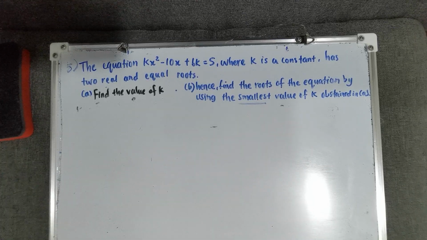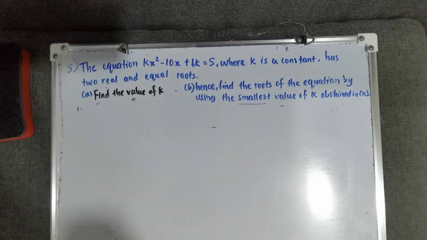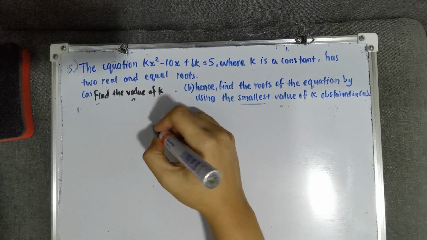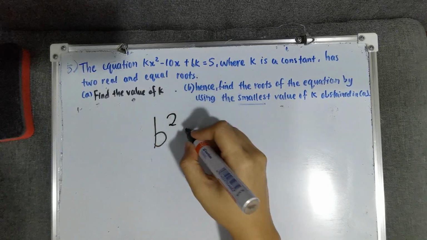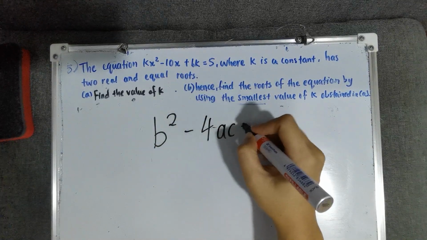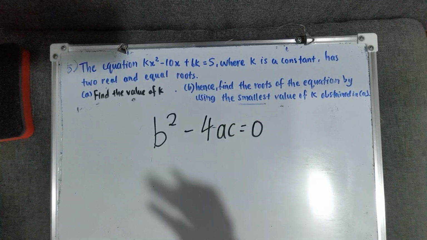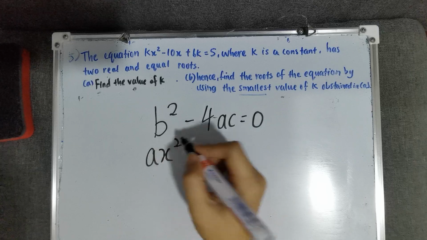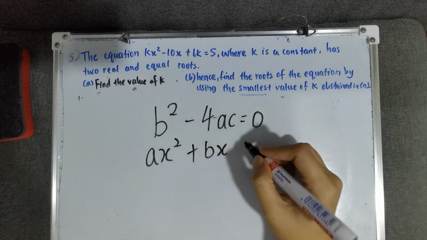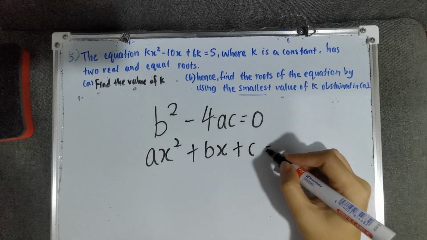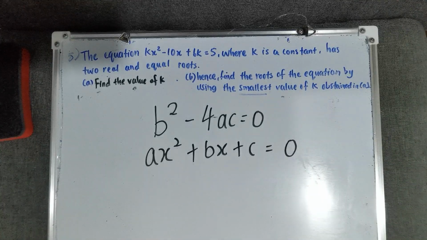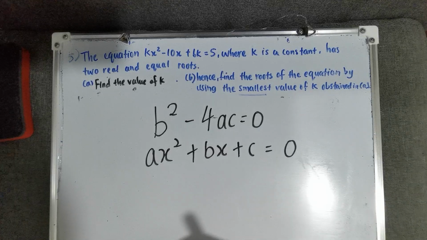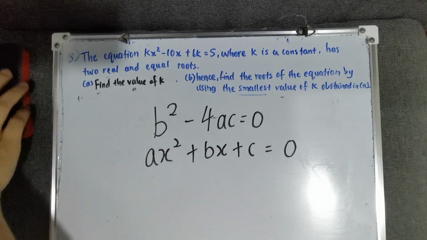Before we do this question, you must remember two easy formulas. The first is b squared minus 4ac equals 0. The other one is ax squared plus bx plus c equals 0. Remember these two, and it's very easy for you to do these questions. Okay, so let's start.